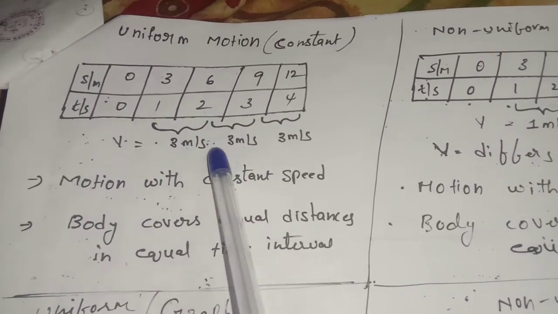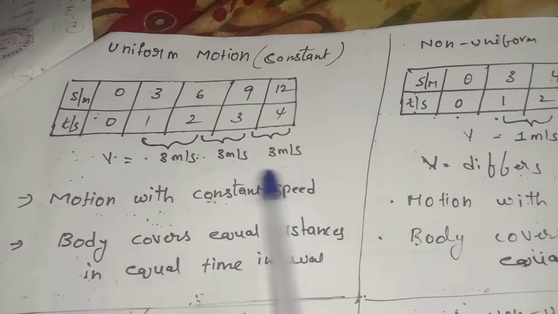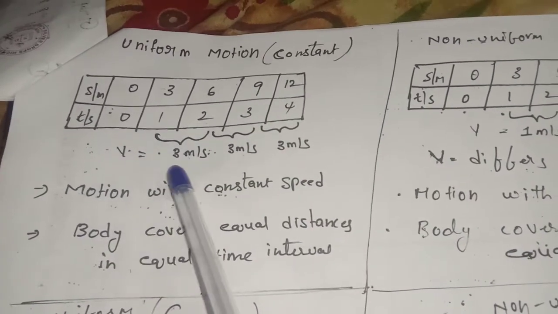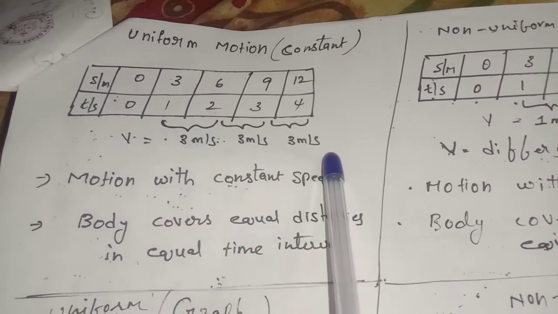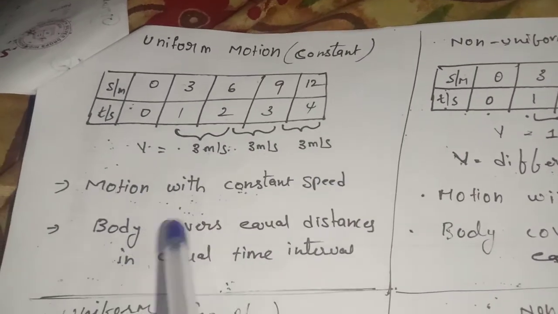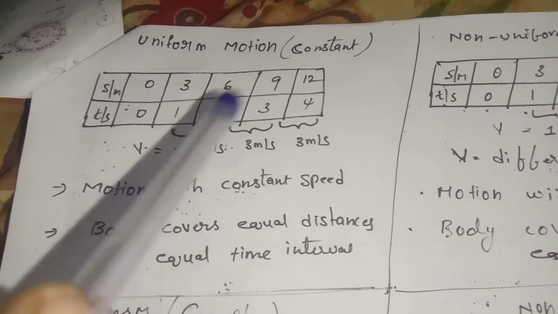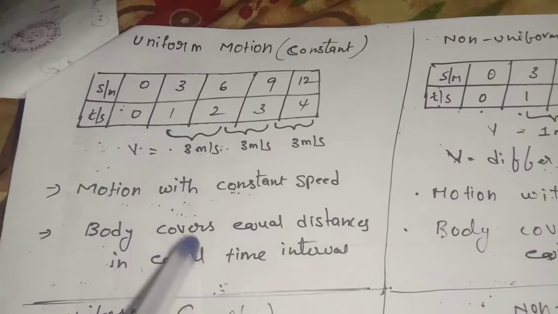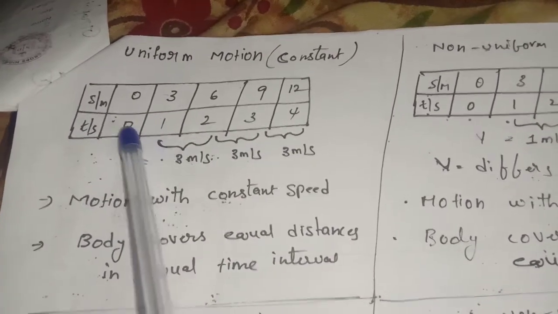9 minus 6, how much? 3 meters per second. 12 minus 9, how much? 3 meters per second. So how is it moving? Velocity is changing at a constant rate. First we have to see whether it is moving at a constant speed or the velocity is differing. We have to find out. And then the body is covering equal distances in equal time intervals. So how is it covering?